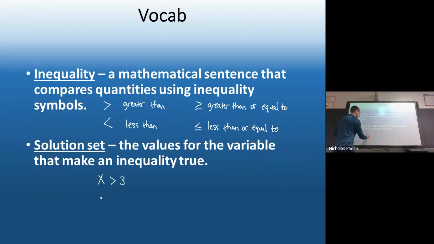Or another one would be if x is less than or equal to 7. Well, that would be any number that is less than 7, or it could also be equal to 7. So 7 and anything less than 7. And so there's not just going to be one answer when we do inequalities. There could be many different answers. We write that as a solution set. So that's the difference between equations and inequalities.